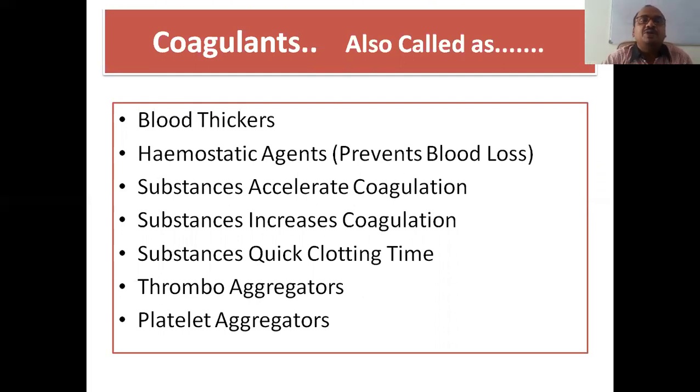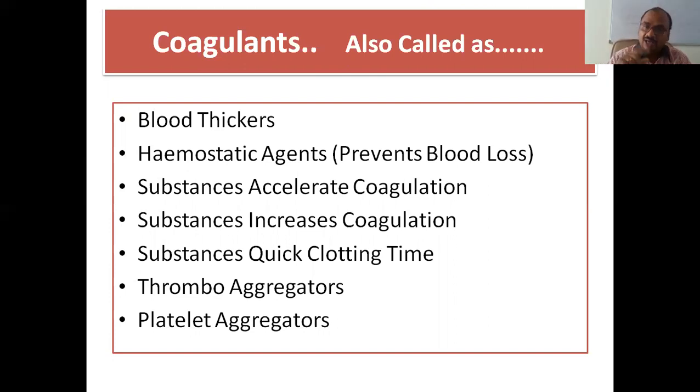And hemostatic agents. This is an important bit in competitive exams. What is the meaning of hemostasis? Hemostasis is the prevention of blood loss. Coagulants are also called substances that accelerate the coagulation. Accelerate. It is fast.